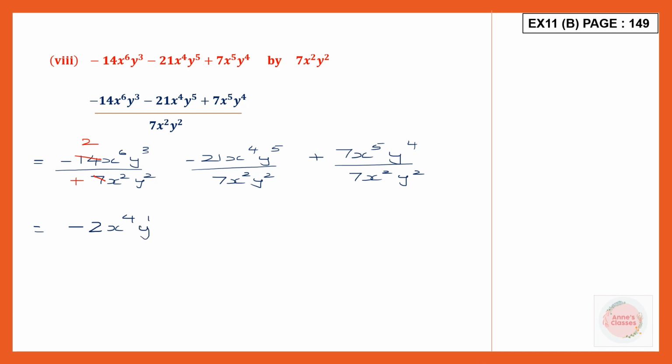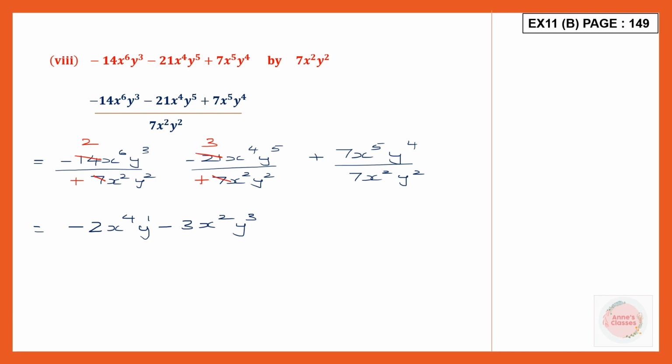Next one, here we have a plus sign. So when signs are different, your answer is going to be negative. Now look at the numbers 7 and 21 cancel. 7 3s are 21. So your number is 3. Now look at the literals. X to the power of 4 minus 2 makes it x to the power of 2. Y to the power of 5 minus 2 is y to the power of 3.